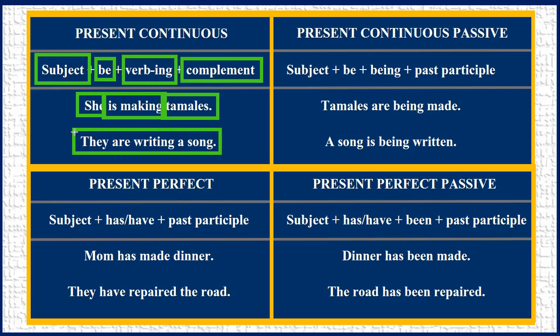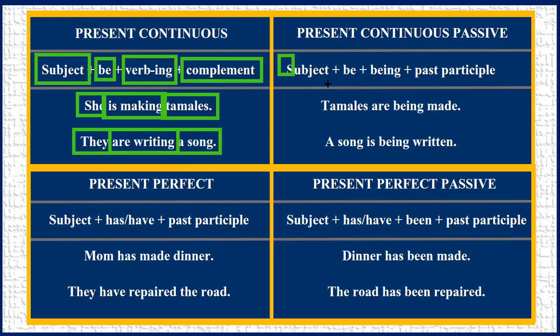Very good. Exactly, girls. Now, this is present continuous. We have verb be and we have verb with ing because it's an action in progress. It's an ongoing action. Now, let's change to present continuous passive.